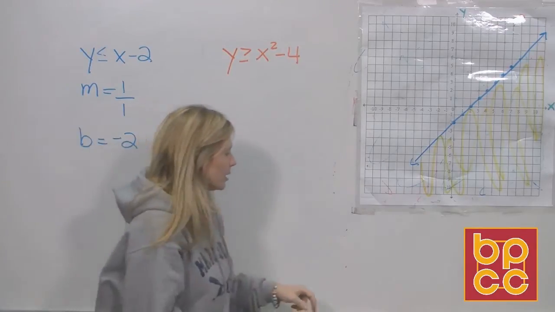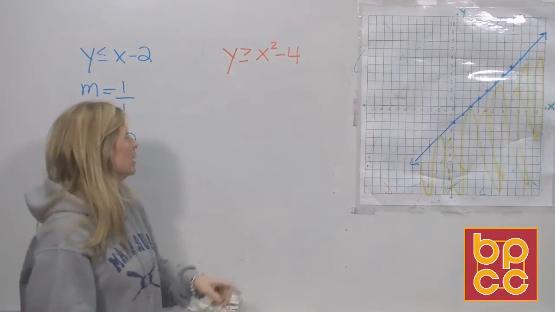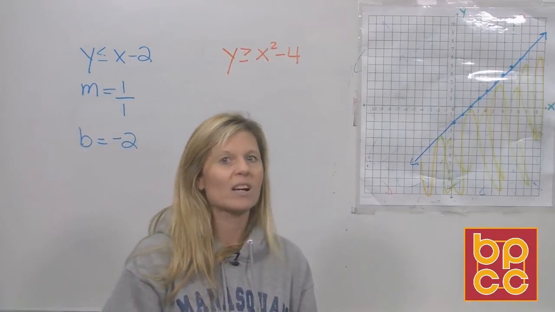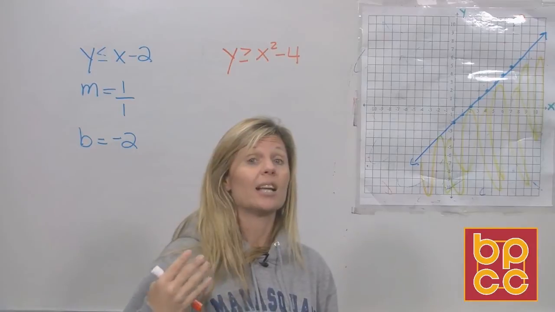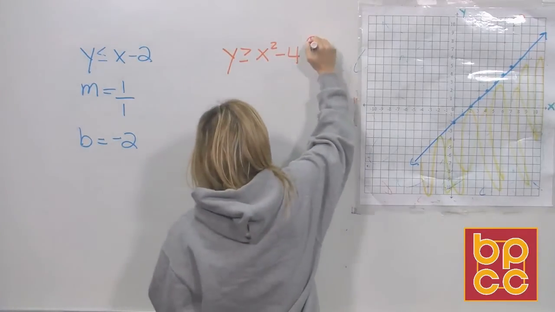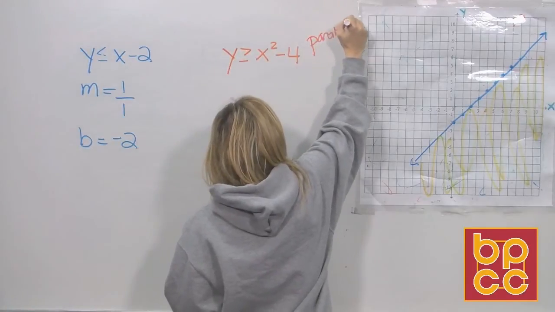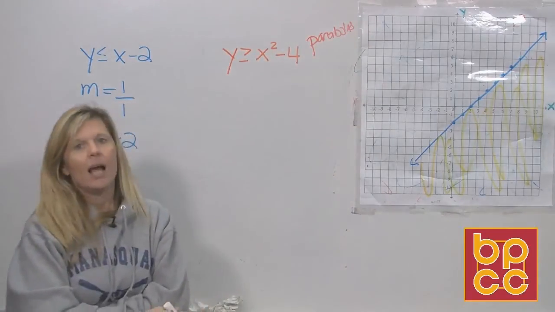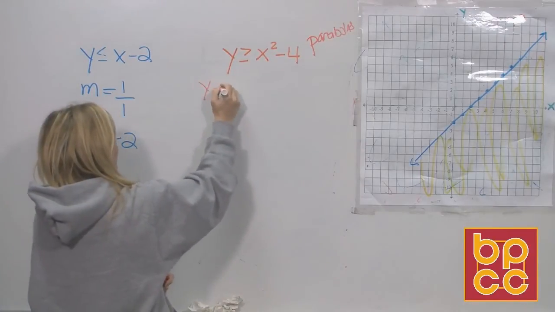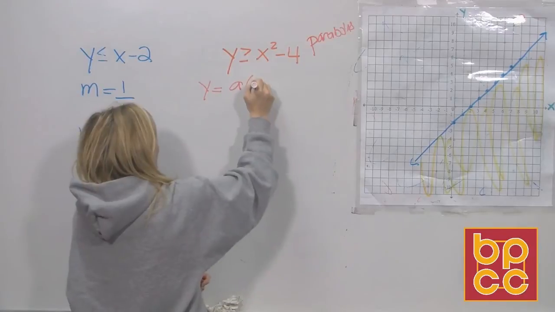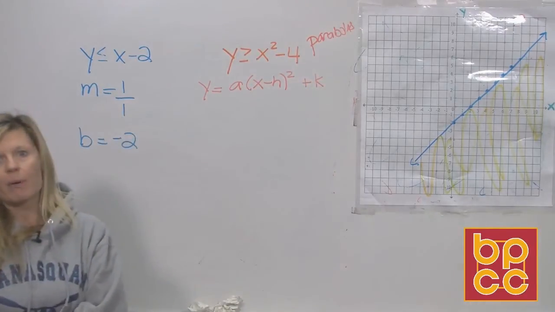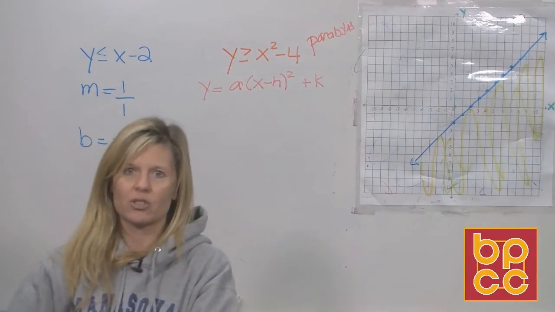Linear or not linear? Not linear. I have an x squared. If only the x is squared, what kind of inequality is this? It is quadratic. Quadratics are pictures of parabolas. Okay. What information do we need to graph a parabola? Well, first of all, it's got to be in the form y equals a(x minus h) squared plus k. Yes, these are memorized facts you have learned through the semester.